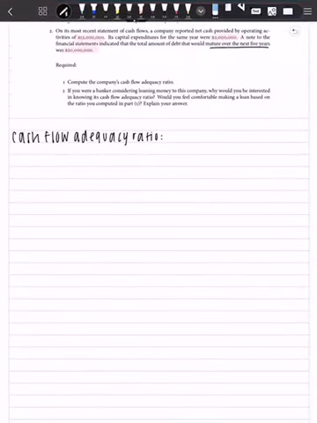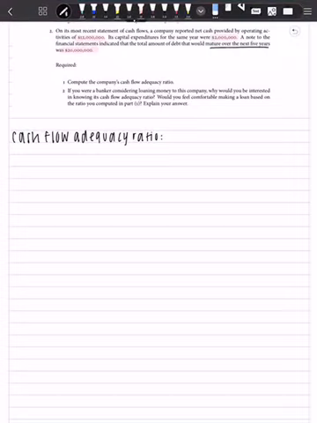Today we'll be going over problem 2 from chapter 12. We are given information in this problem that we'll use to compute the company's cash flow adequacy ratio and interpret this ratio to understand why banks and loaning companies are interested in knowing this ratio.